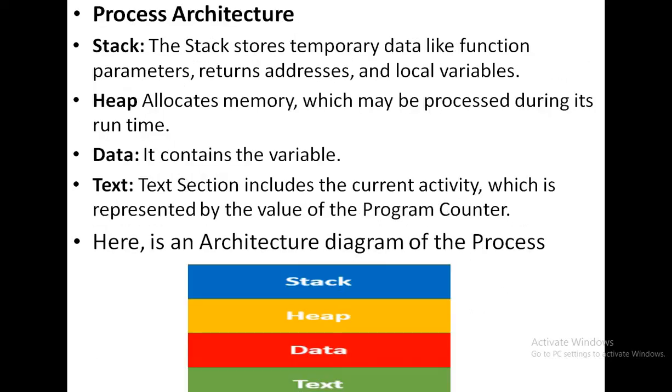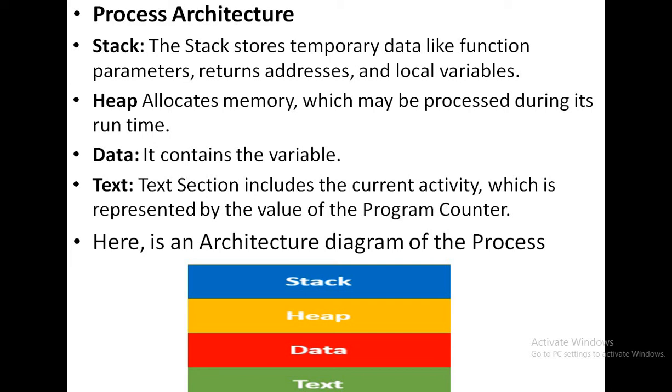The next is the process architecture. The process architecture involves the following information. First one is stack. The stack stores temporary data like function parameters, return addresses, and local variables. Next one is heap. It allocates memory which may be processed during its runtime.